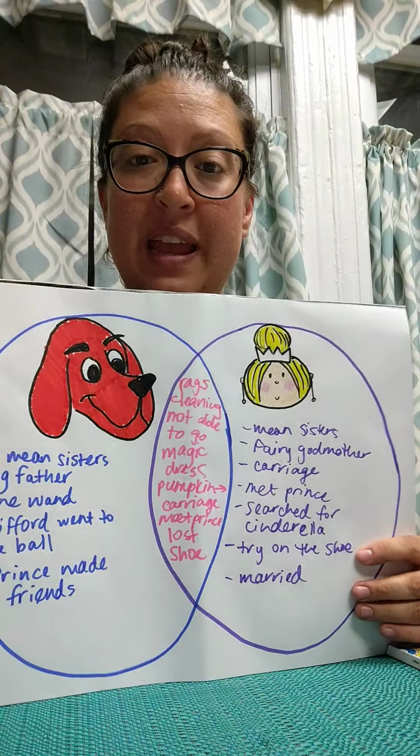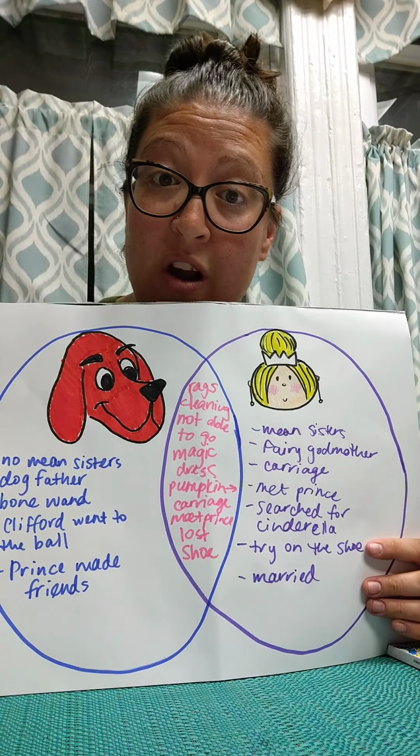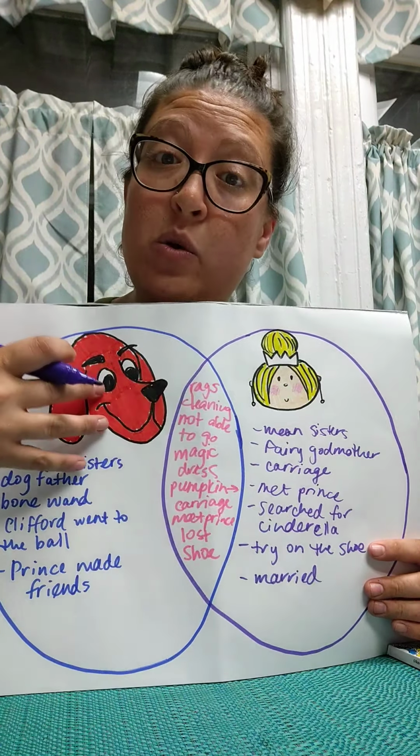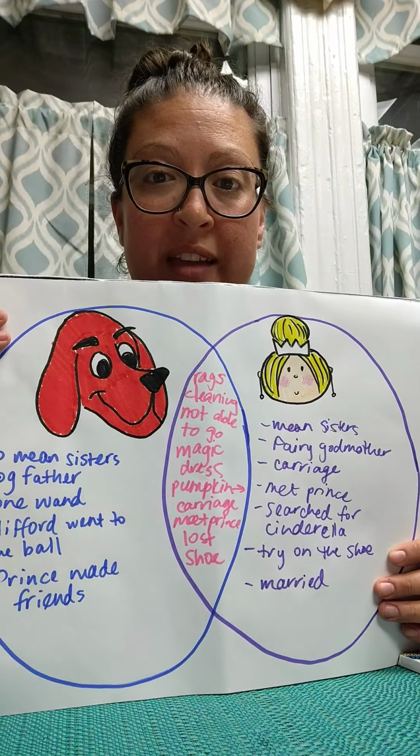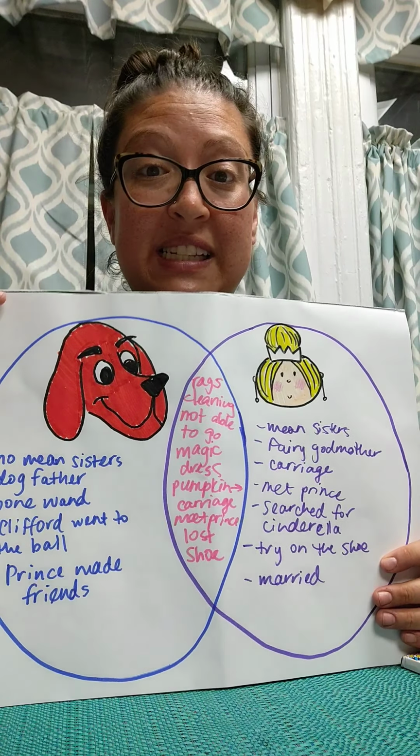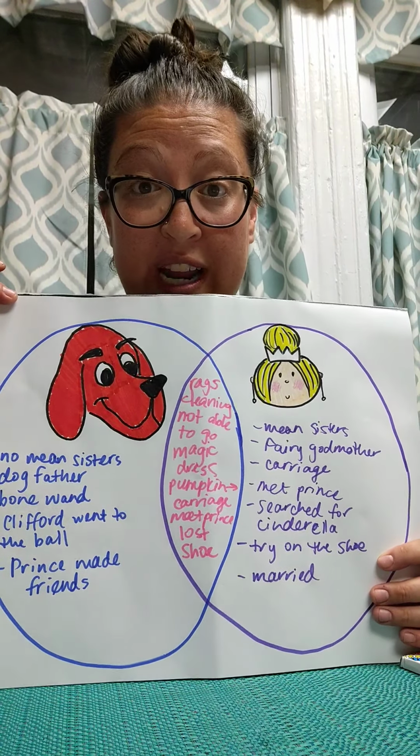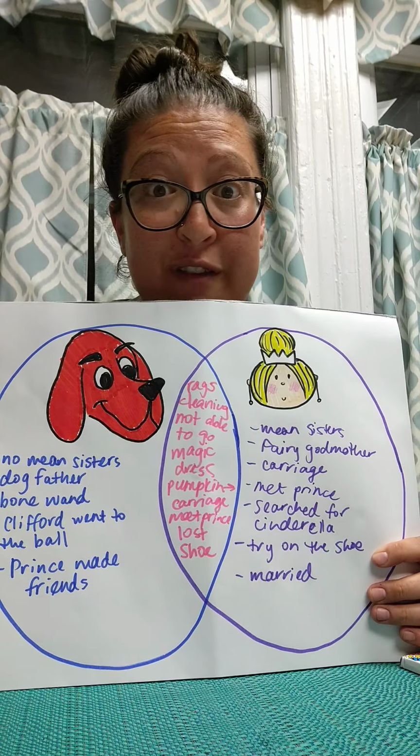So even though both books were based on the same story, they had so many things that were different, but they did have a lot of things that were the same. That's the fun part about fairy tales. You can listen to different stories, and even though they're the same story, they may be very, very different. Okay.